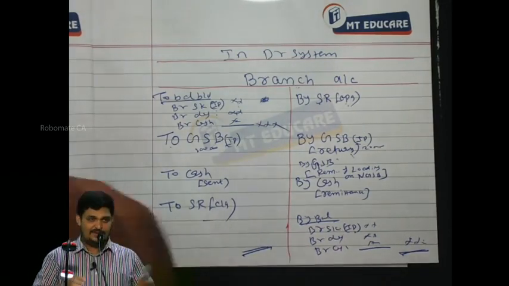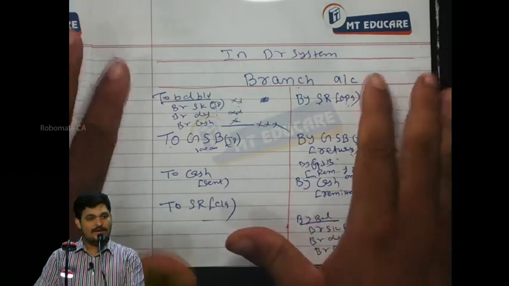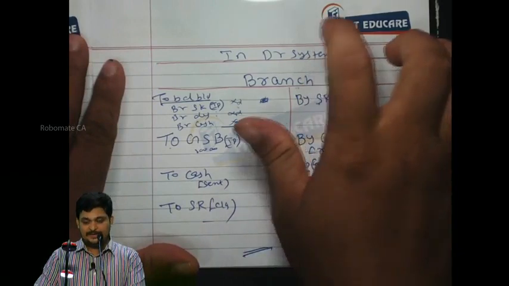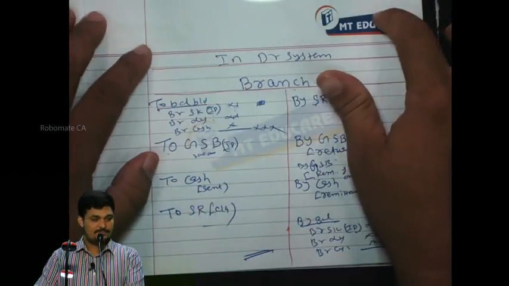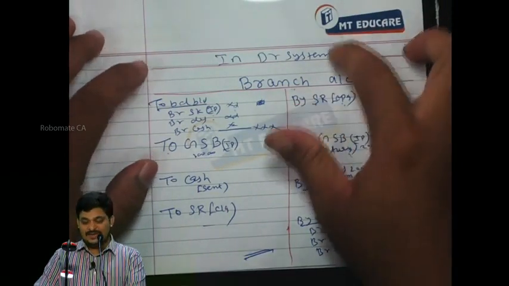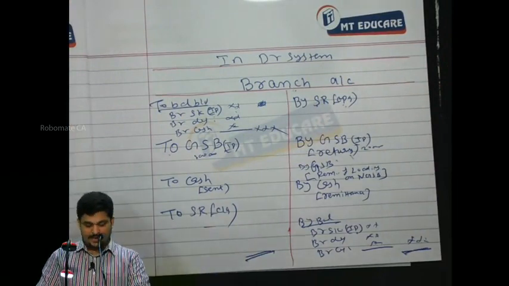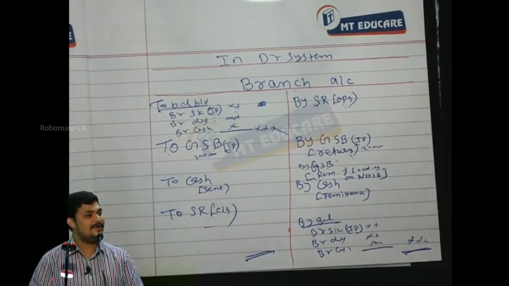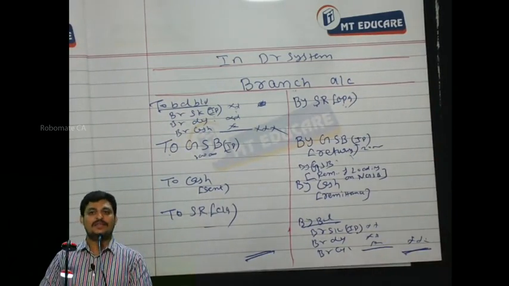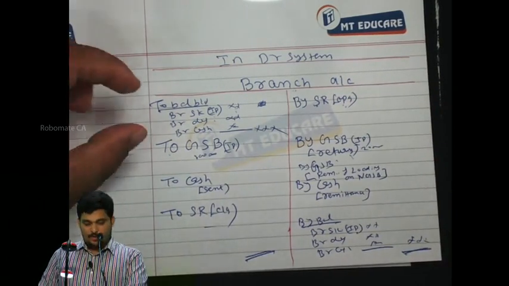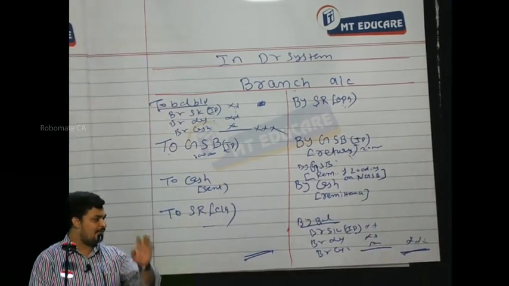Now, let us come back to this account. In case of dependent branches, under the dependent branch debtors system, we prepare a single account called branch account. So this branch account will have several steps. What are the steps we have? Opening balance, closing balance.